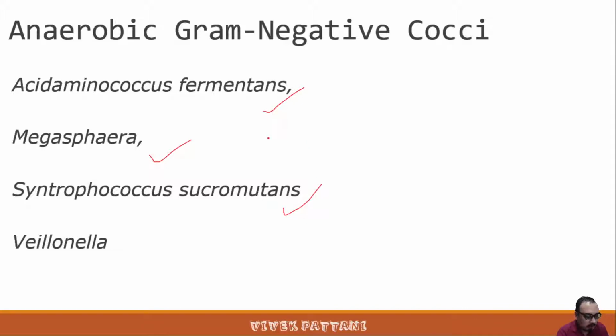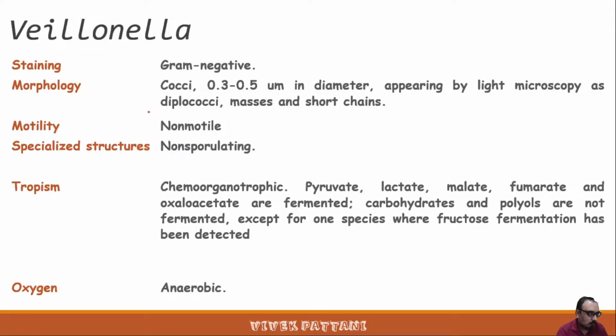Okay, and basically it consists of a family, Veillonellaceae, which is grouped under the category of non-motile cocci, which normally occur in pairs. They are normally found in the oral cavity, respiratory tract, or the intestinal tract of humans, ruminants, rodents, and pigs. So I have taken one of the bacteria in this group, which is Veillonella.